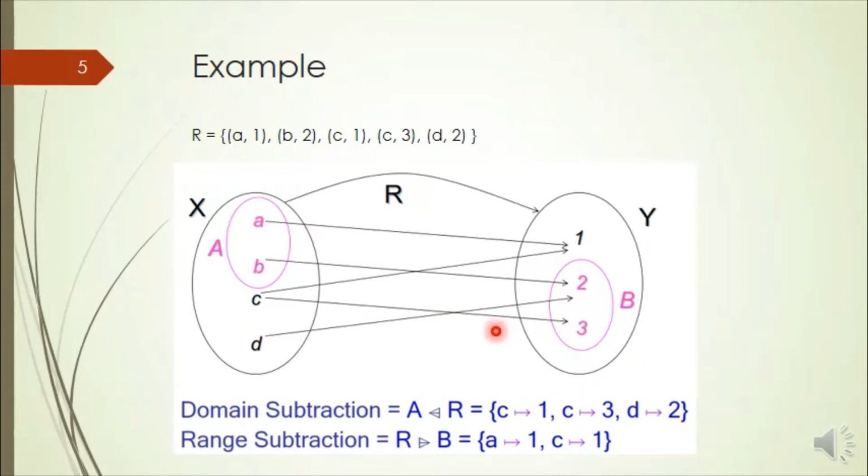Similarly, whenever we apply the range subtraction operator, its first argument is a relation R and the second argument is a set B, which is actually a subset of range set Y. It has two elements, so the return type would be another relation and it includes those ordered pairs without elements in set B. So there is no ordered pair in the answer of this operator which includes the ordered pairs having 2 and 3.